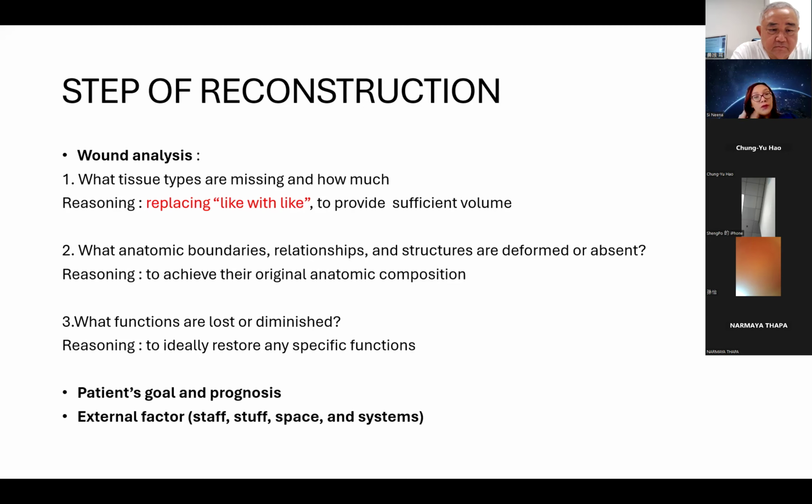We also need to evaluate the patient's goal and prognosis. Sometimes we have very high expectations. The free flap is probably the best and ideal solution for many complex head and neck cases. But if the patient is not suitable for long surgery, or you do not have the staff or supporting systems that can give you the benefit of doing a free flap, then you need to rethink and consider another plan, which is simpler and easier to harvest.